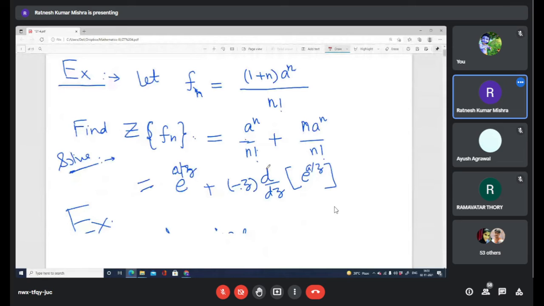So similarly, you can also do the second example as in example 1. Okay, so this again is an exercise. Now, next example.